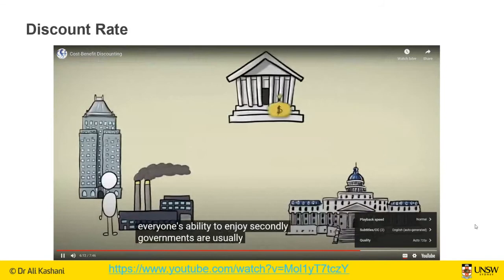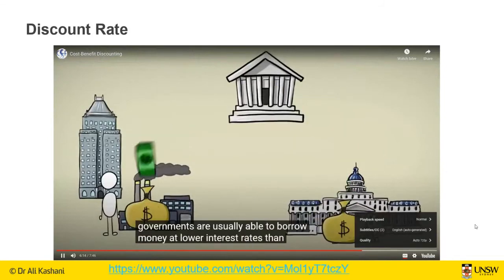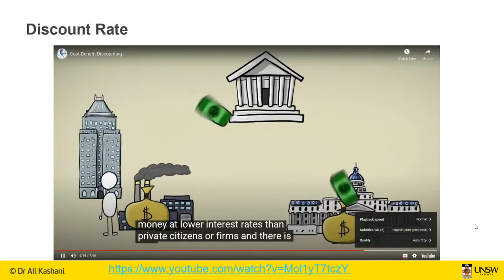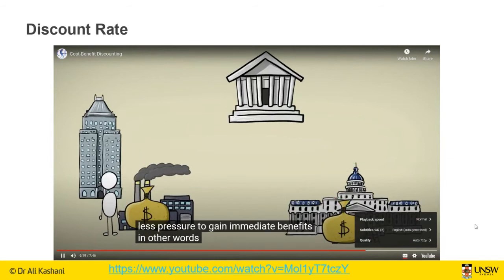Secondly, governments are usually able to borrow money at lower interest rates than private citizens or firms, and there is less pressure to gain immediate benefits. In other words, the opportunity cost to public projects is lower, so public projects use lower discount rates.